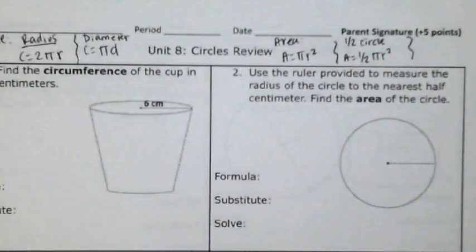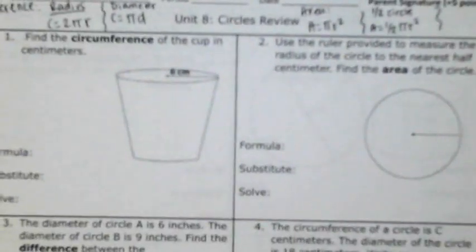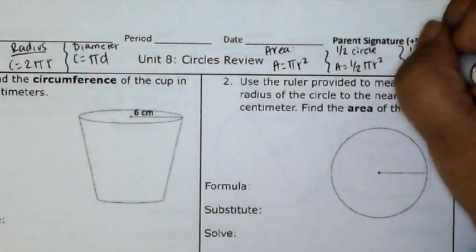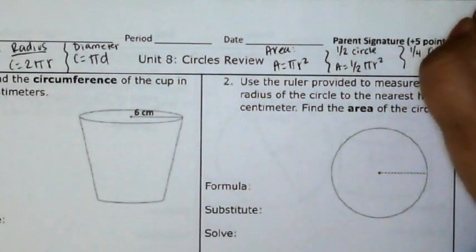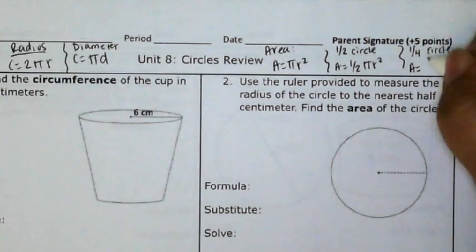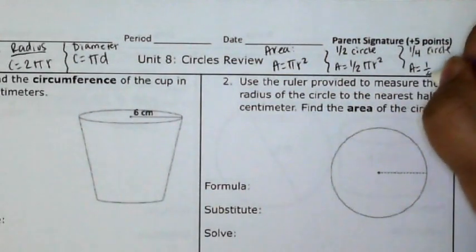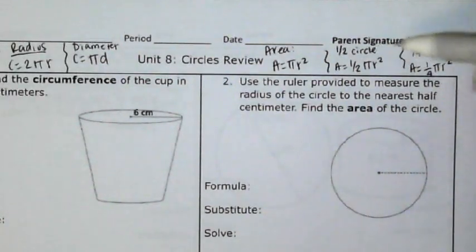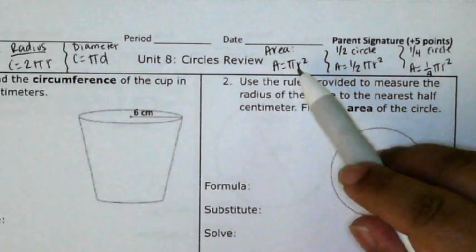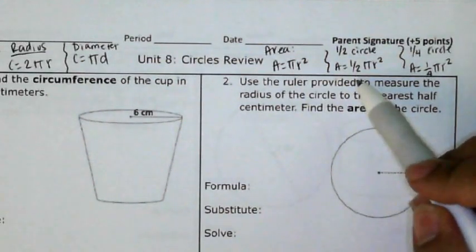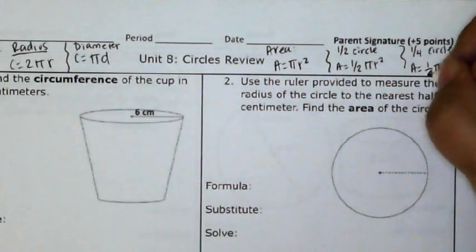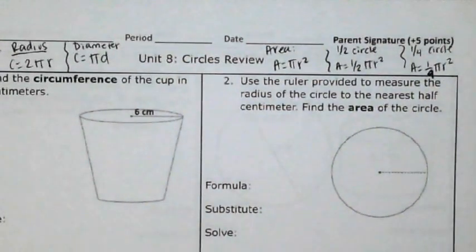And if you have a quarter circle, or 1/4 of a circle, you would have to make sure that your formula says 1/4 pi r squared. Basically what you're doing for the half circle and the quarter circle is finding the area of a full circle. If you have half a circle, you're going to divide that area by 2. If you have a quarter of a circle, you're going to divide that area by 4 to find just the area of the quarter circle.